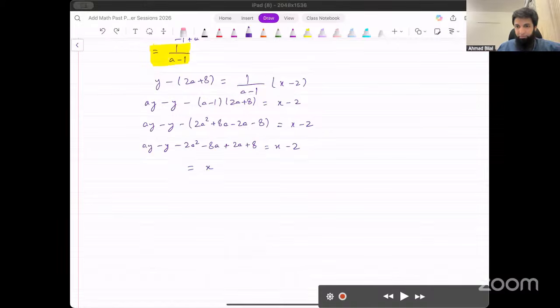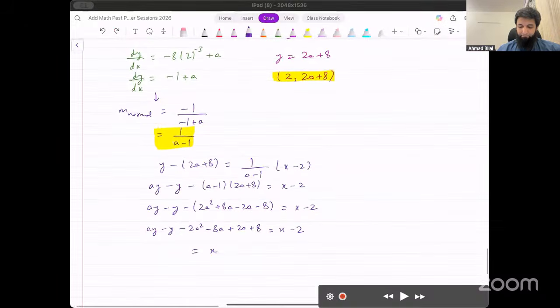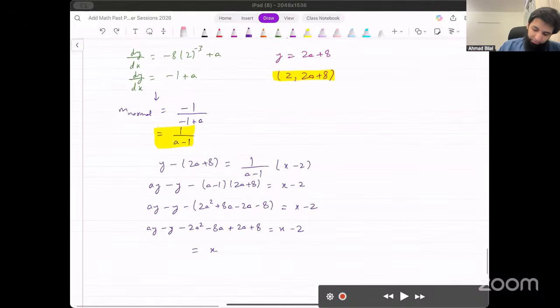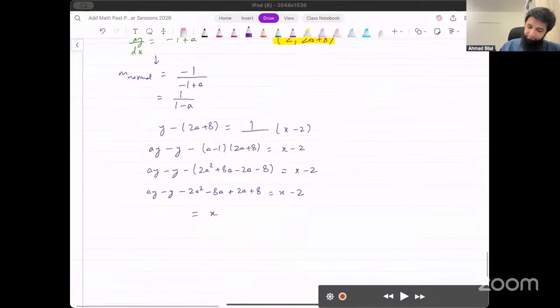What are the y terms? It'll be plus 1 or minus 1? Okay, yeah, you're right. This should have been 1 minus a. This happens almost every day. At the end of the paper, I end up making careless mistakes like this. This should have been 1 minus a.